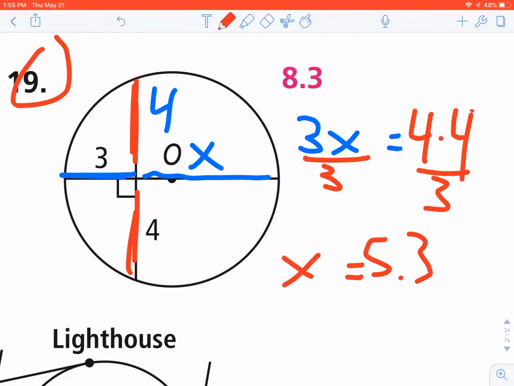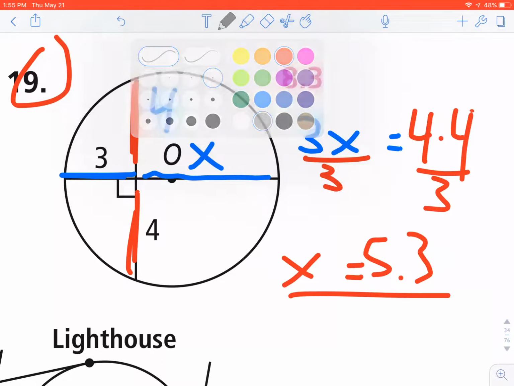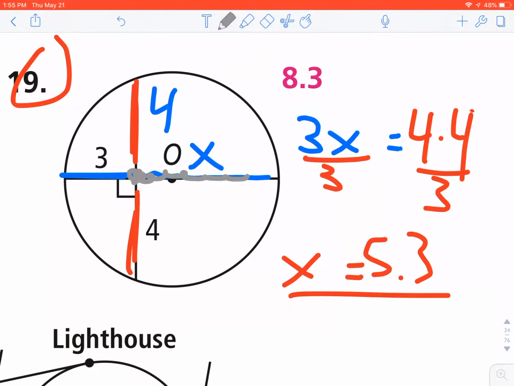Again, that's only the length from here to the edge of the circle. So I need to find the whole diameter, so I take my newly found 5.3 and I add it to 3 and get 8.3.